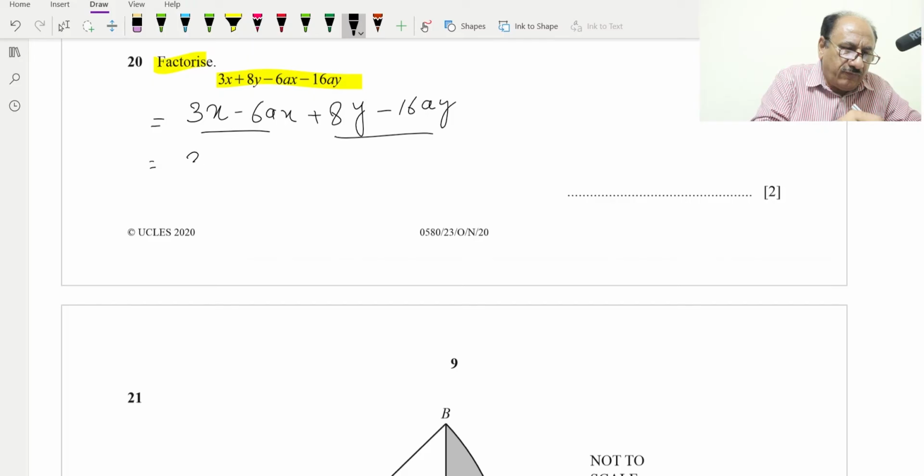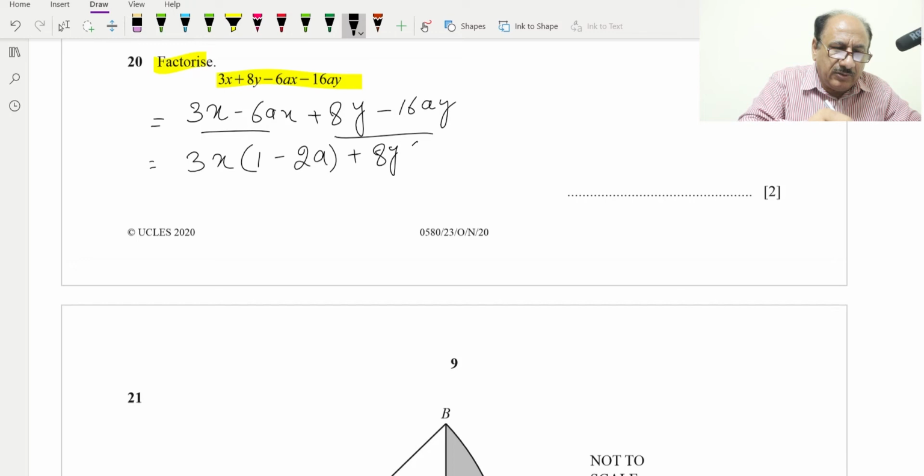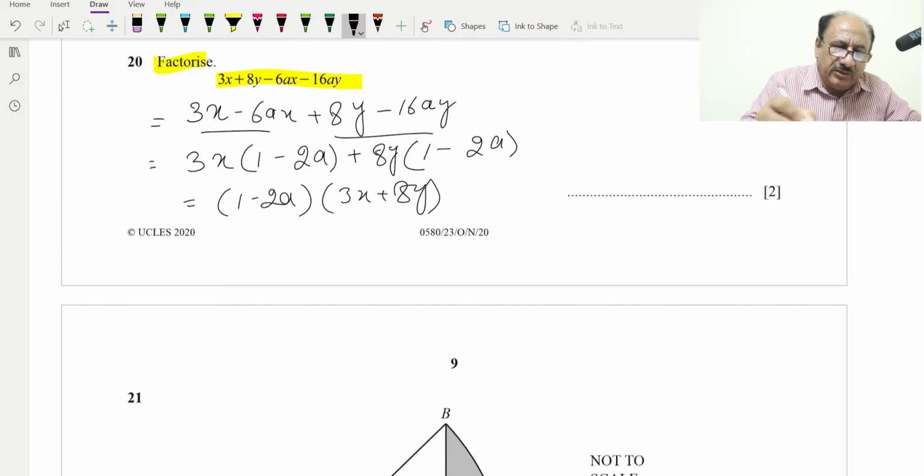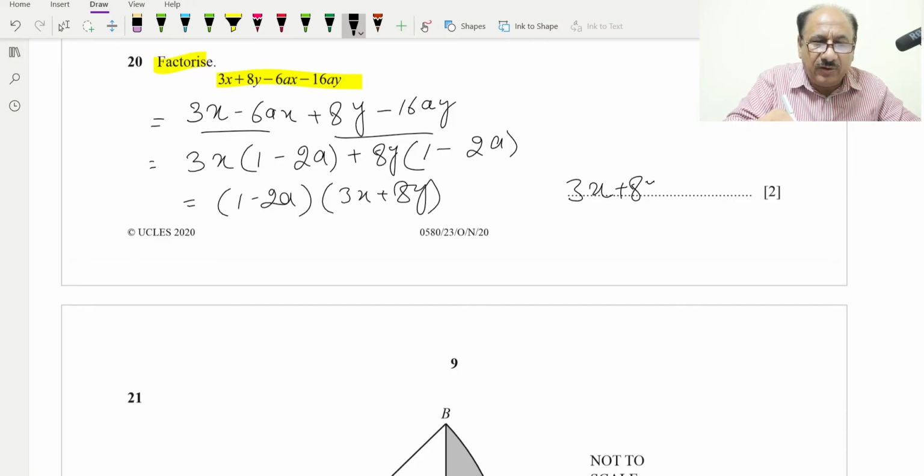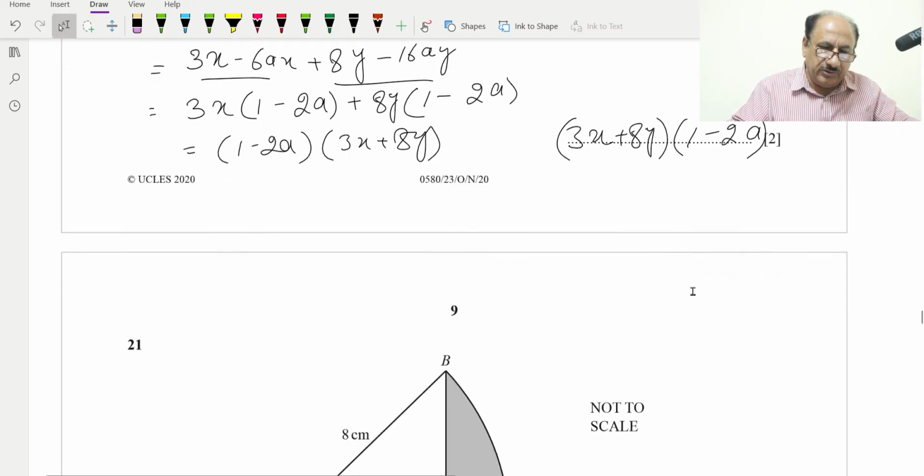and from first pair we can take 3x common. Inside will be 1 minus 2a, and plus we can take 8y common, and inside will be 1 minus 2a. So pair answer will be 1 minus 2a and 3x plus 8y. This will be our final answer for question number 20. So we can write here 3x plus 8y into 1 minus 2a. This will be our final answer for this question.